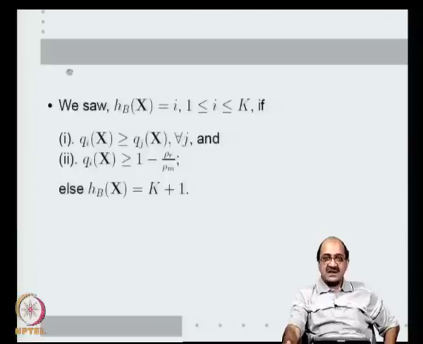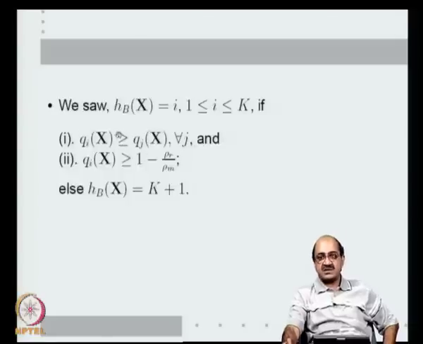So, let us try and understand it again. In the reject case, my new base classifier will say a class label I if the highest posterior probability is greater than 1 minus rho r by rho m, and then I will call the highest posterior probability class. Otherwise, I will call k plus 1.